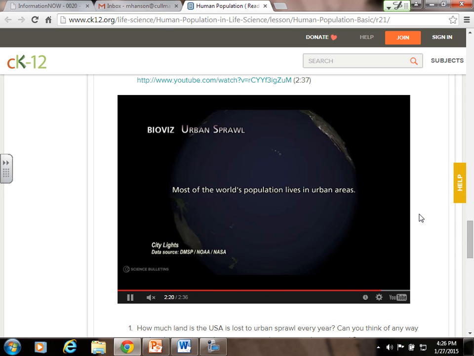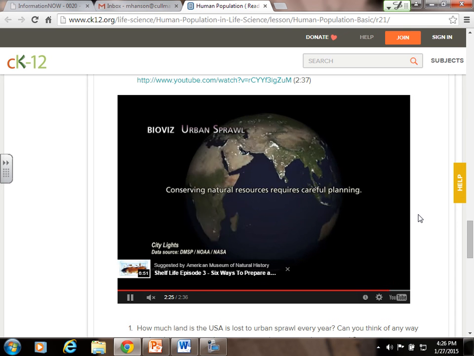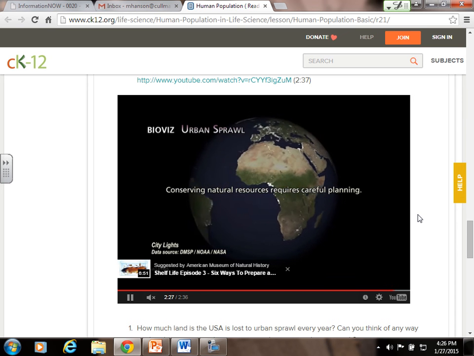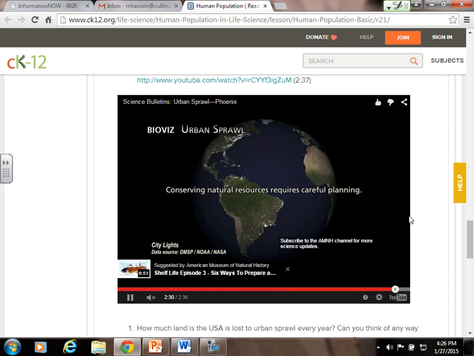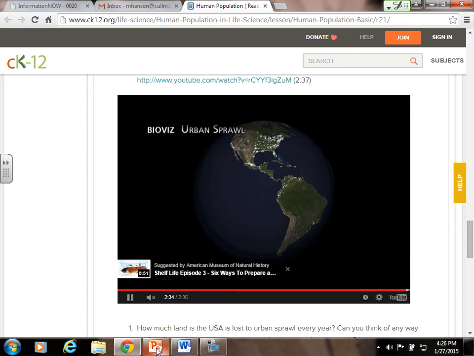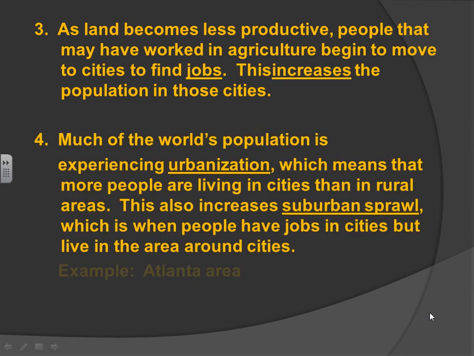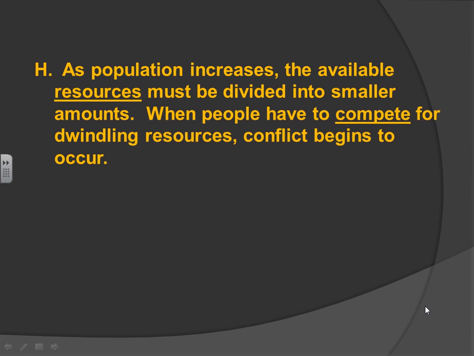Not just in Phoenix, but it says most of the world's population lives in urban areas. So not planning is going to cause natural resources to get used up at a much faster rate. As population increases, the available resources must be divided into smaller amounts. When people have to compete for dwindling resources, conflict begins to occur.